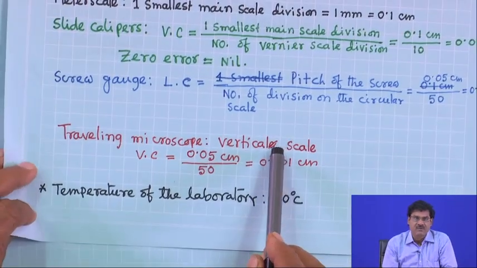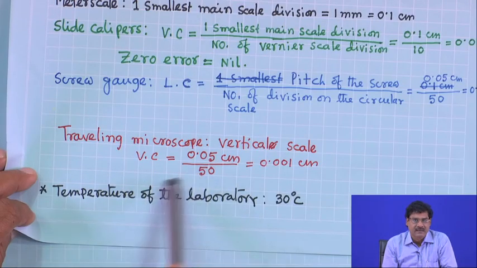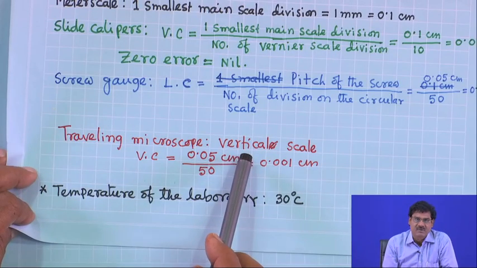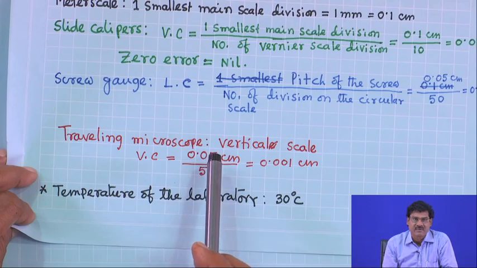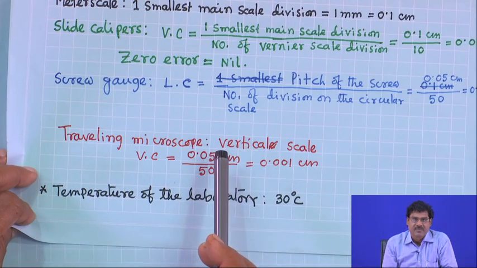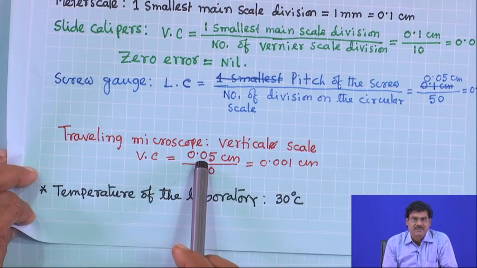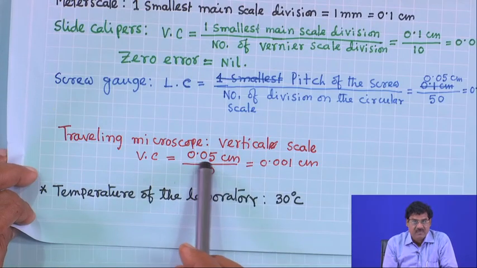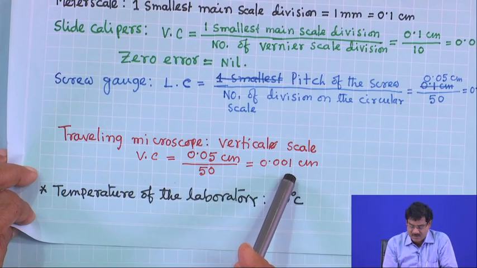Then we use the travelling microscope. It has two scales, a vertical scale and a horizontal scale, as I showed you. For measuring depression we used the vertical scale. The vernier constant is found the same way as for slide calipers. The smallest main scale division was 0.5 millimeter, that is 0.05 centimeter, and the number of vernier divisions was 50, so the vernier constant is 0.001 centimeter.